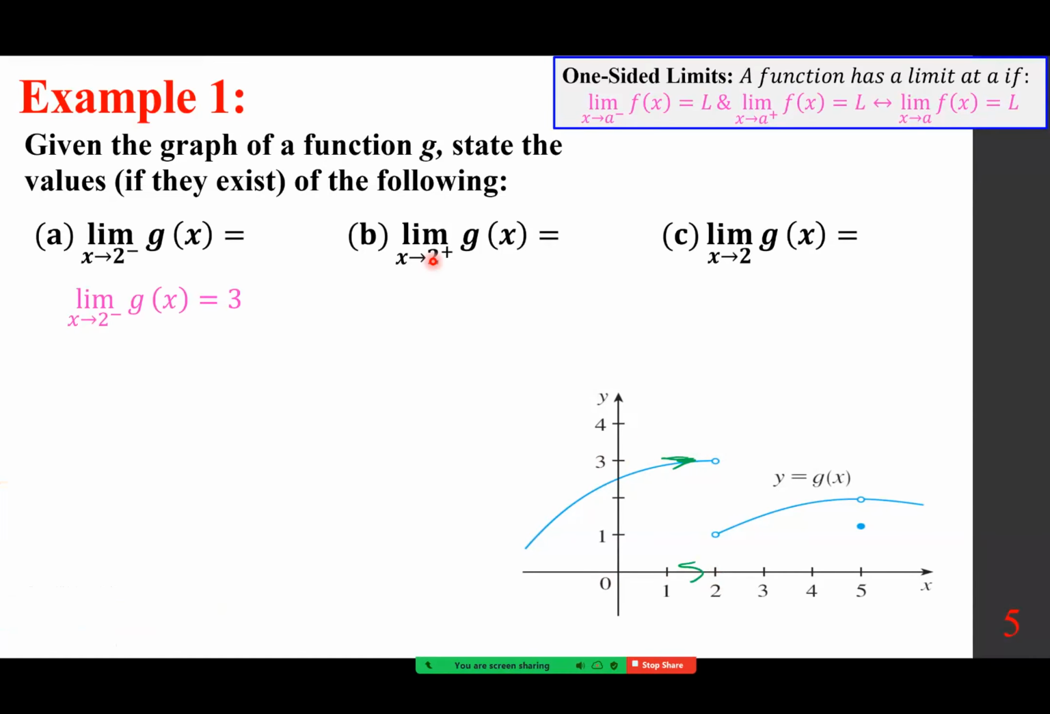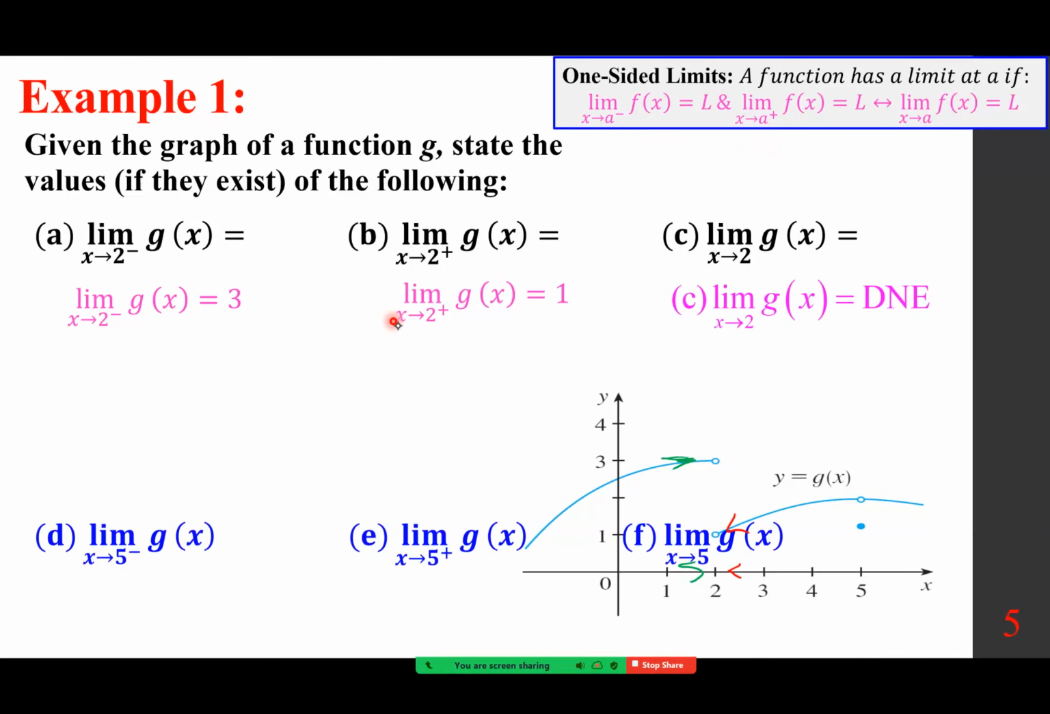From the right, moving this way, you're in this branch. We're moving towards this point, which has a different value, 1. If the two are identical, the limit exists. That's the concept of a one-sided limit. The limit only exists if both sides have the same limit. But the limit of f of x as x approaches a from the left and the limit of f of x as x approaches a from the right, in this case, they are not the same. Therefore, the limit does not exist.